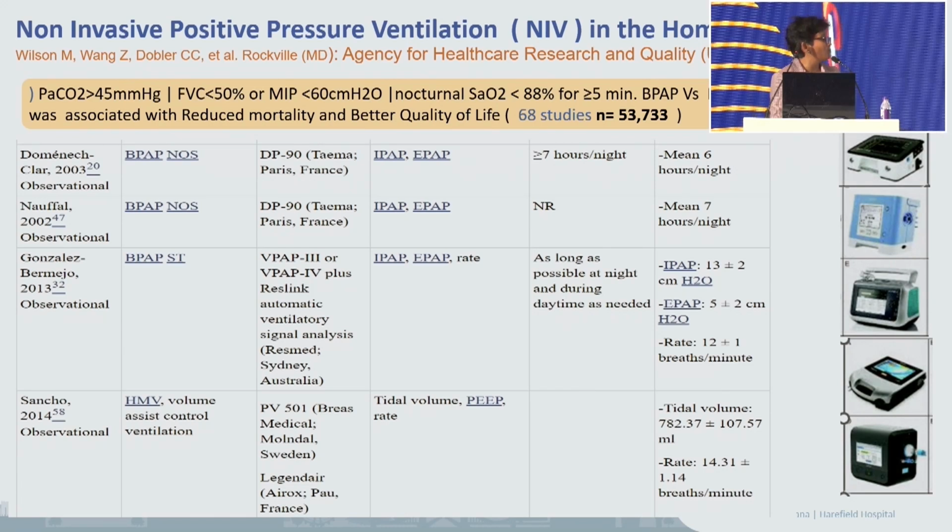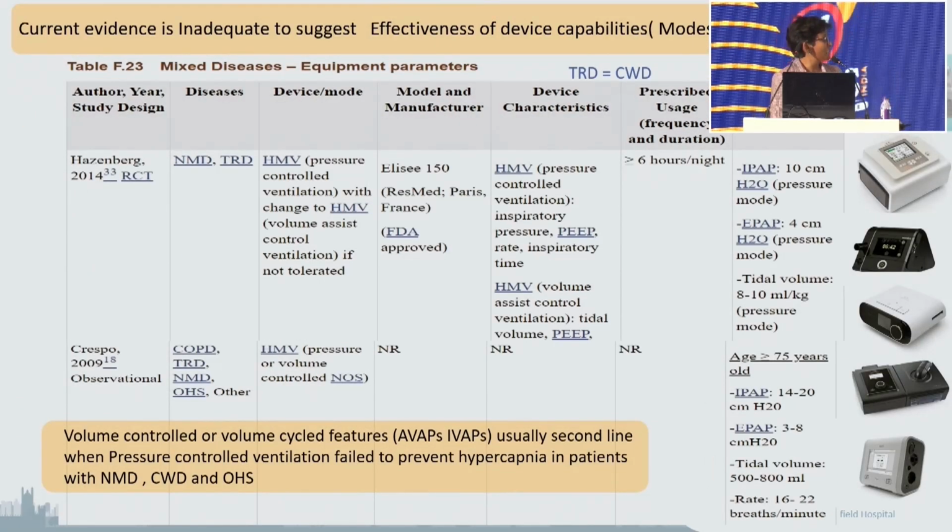Regardless of the mode of ventilation, what they're showing is having NIV is better than no NIV in improving survival and quality of life. Not just that, regardless of the mode, there is no difference in survival. What is more important is that the patient uses the NIV for more than 4 hours. So the duration of usage is more important. And I'm showing you this to show that in neuromuscular and chest wall disorders, restrictive lung disease, and COPD combination, you can use different modes to improve these patients.